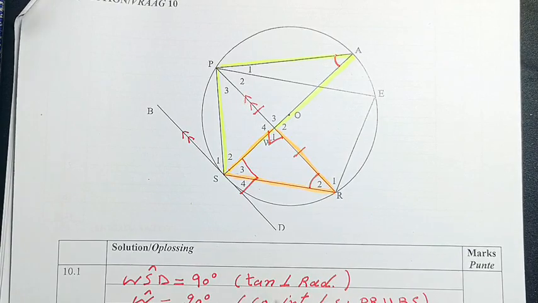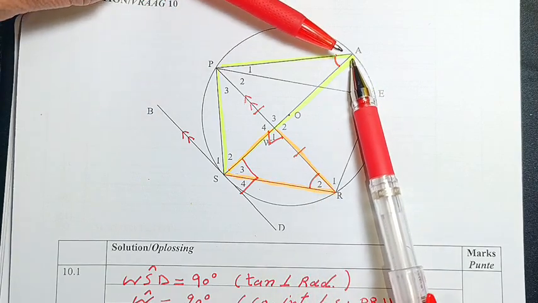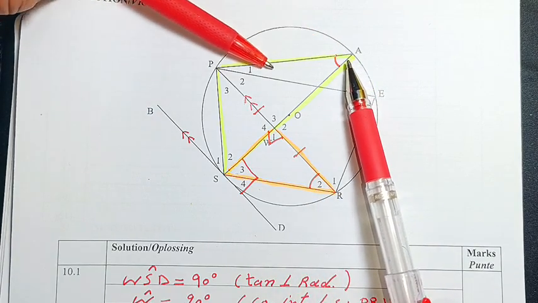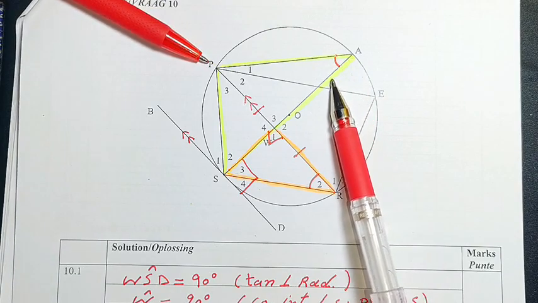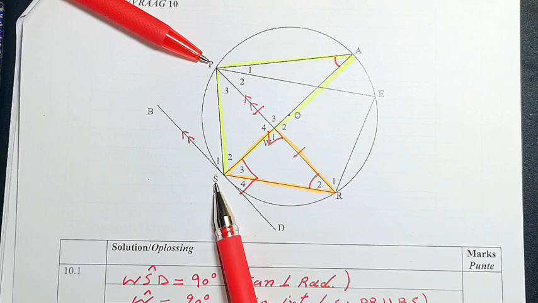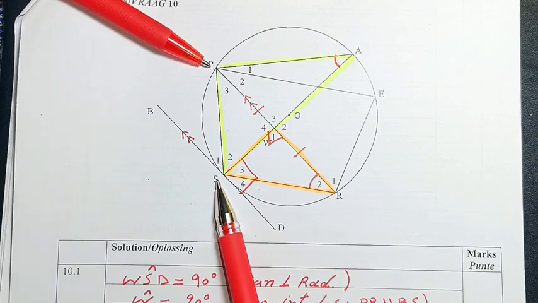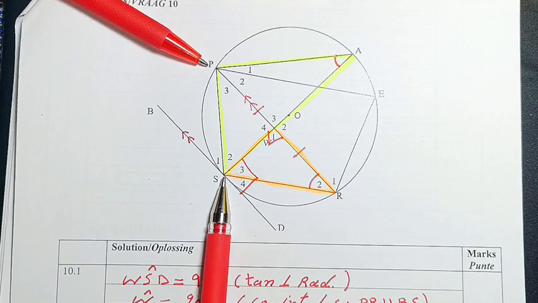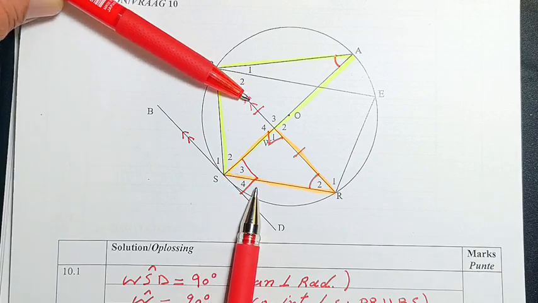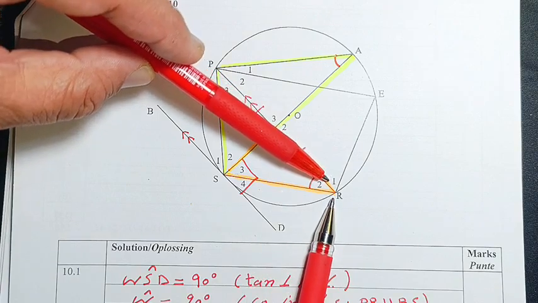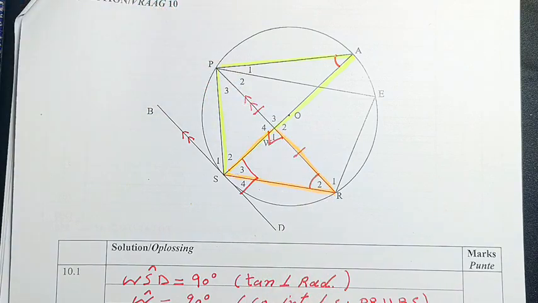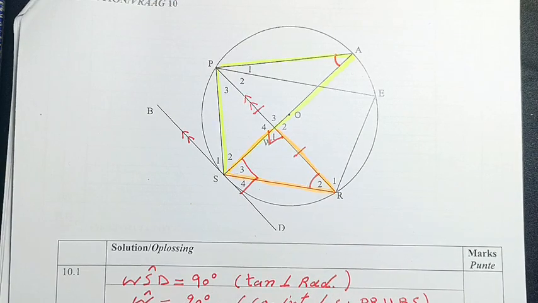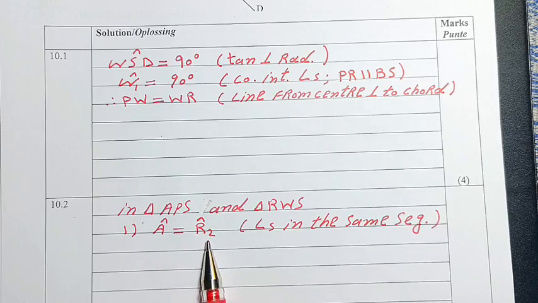Have a look here. Angle A: first go back, touch the point P, and then go back, touch the point S. So PS is the chord. And what other angle is formed by this chord? Have a look here, R2. So angle in the same segment. Therefore, angle A is equal to angle R2, angles in the same segment.